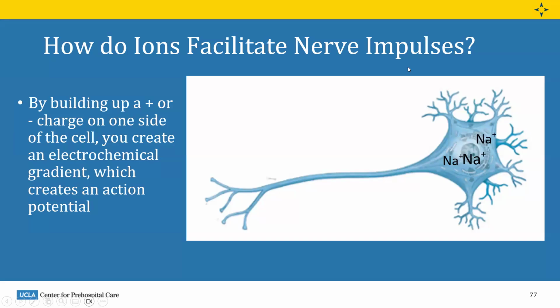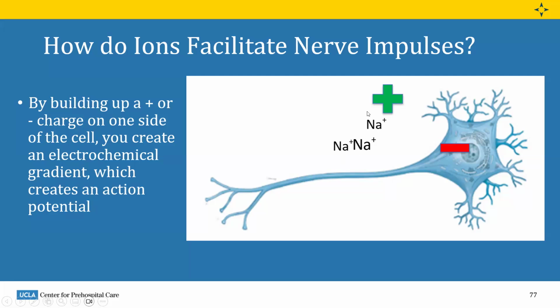So, how does this actually work? How do ions facilitate nerve impulses? Well, when you build up a positive side on one side of the cell and a negative side on the other side of the cell, you're essentially creating an electrochemical gradient. So this is the cell membrane. It's going to create a barrier between inside the cell and outside the cell, and it's going to use energy to pump sodium outside the cell.